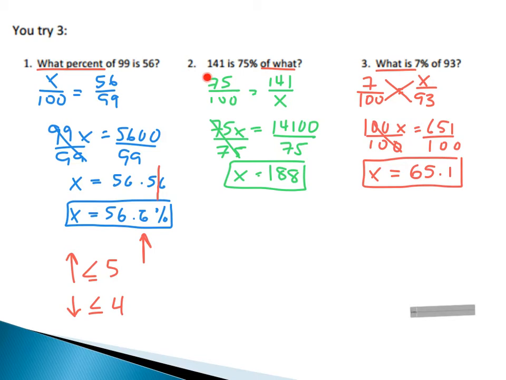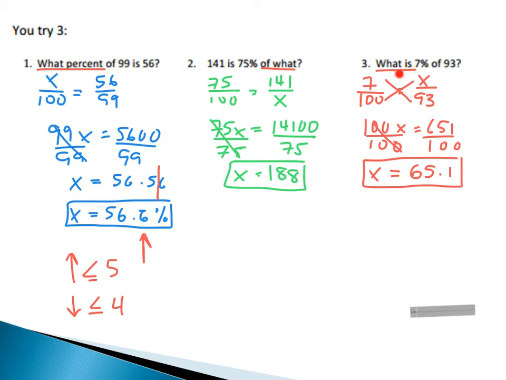Next one, it says 141 is 75% of what? So 75 is the percent. 141 is the is, goes on top. The of is what we're solving for, so I labeled it X. Same process here. You get 188. So 141 of 188 would be 75%.